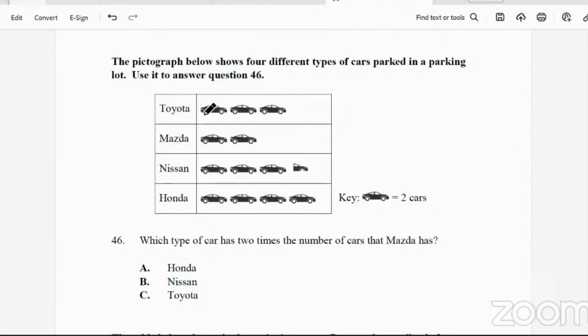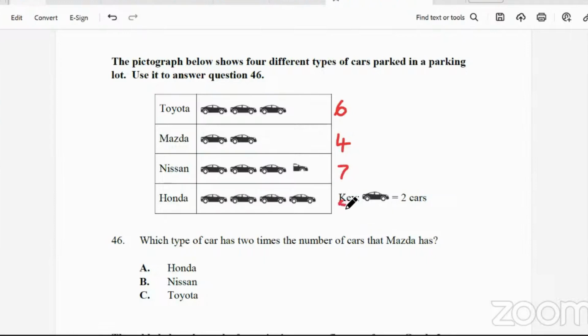Let's find out how many cars first for each, and then we go into that. For the Toyota, there are 6 cars, since each car represents 2: 2, 4, 6. For the Mazda, that's 4. Remember, each car represents 2. For the Nissan, 2, 4, 6, and now we see half of a car. That means this one represents 1 car, so half of the amount. So 2, 4, 6 plus 1, that's 7. And then the Honda, 2, 4, 6, 8.